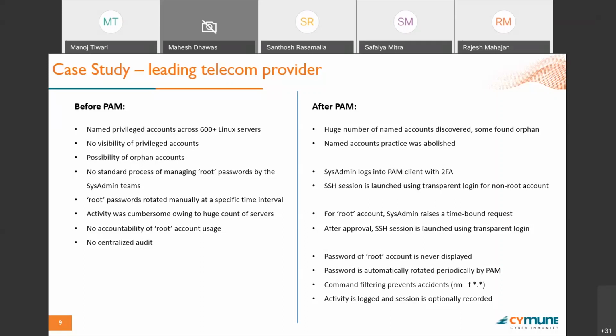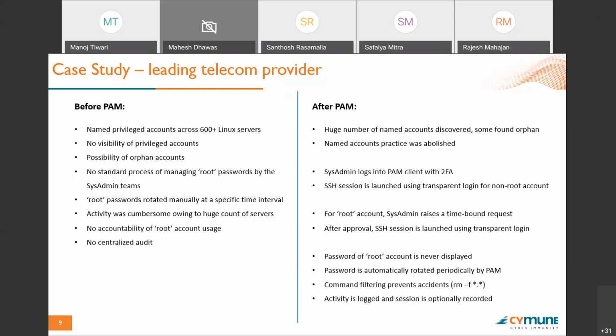And we also implemented certain blacklist commands where he can't run any commands like the remove command or reboot command. And all these activities were logged in the PAM logs. And also for some critical servers, we suggested they have session recording. So there was also session recording going on for some critical activities. So these are the things the customer gained when he implemented PAM.